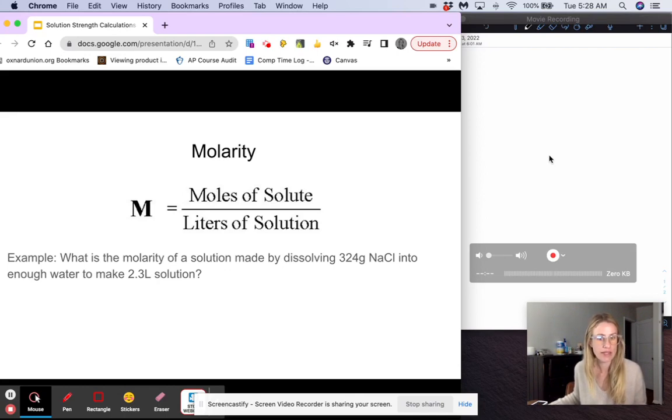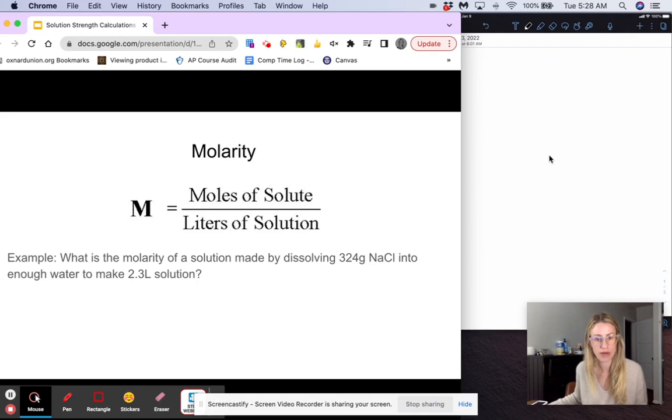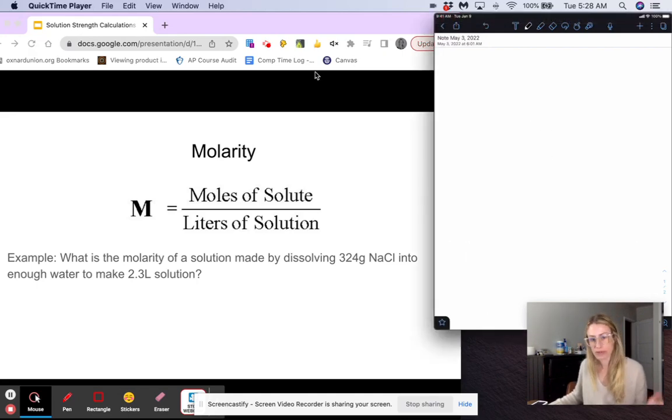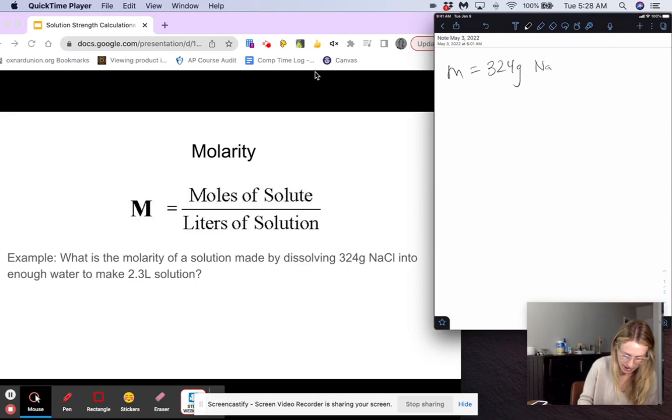We have: what is the molarity of a solution made by dissolving 324 grams of sodium chloride into enough water to make a 2.3 liter solution? So first and foremost, I'm given grams, right? So I'm given a mass of sodium chloride. So that's 324 grams of NaCl. And then into enough water to make a 2.3 liter solution. So my volume here is 2.3 liters.